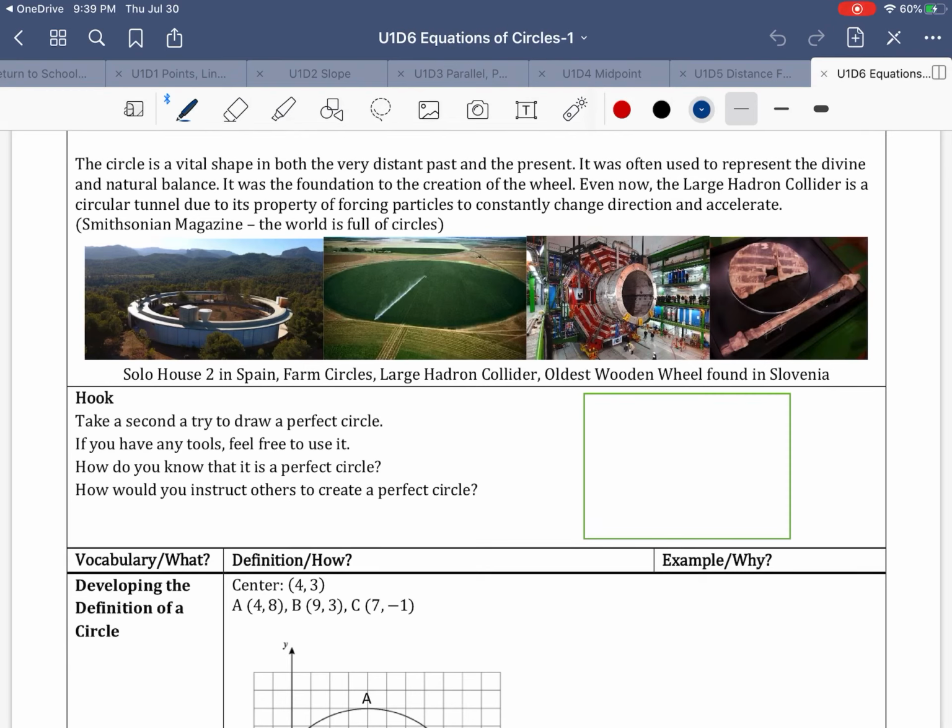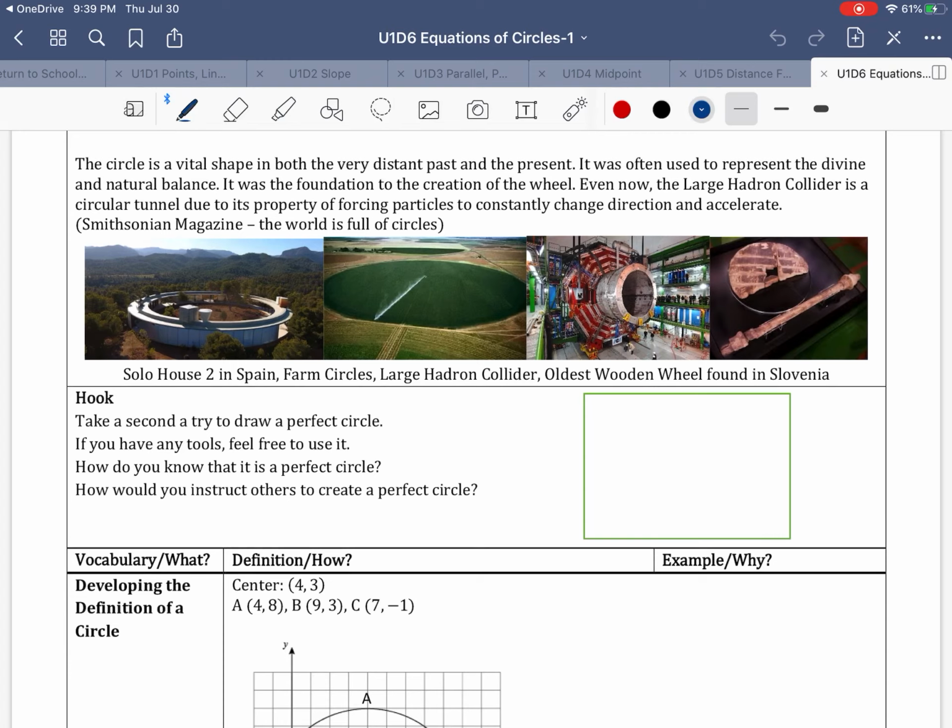The Large Hadron Collider is a tunnel. It's perfectly circular. They do a lot of really, really important chemical reactions and physics experiments to discover a whole lot of stuff that I wish I knew more about. And then the last picture here is the oldest wooden wheel that they found in Slovenia. So you can see that from the distant past, from function and religion, all the way up to what we're doing now, whether it is agriculture, architecture or physics, circles are really, really important conceptually.